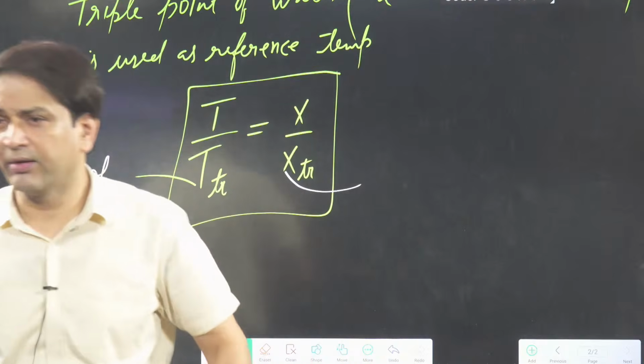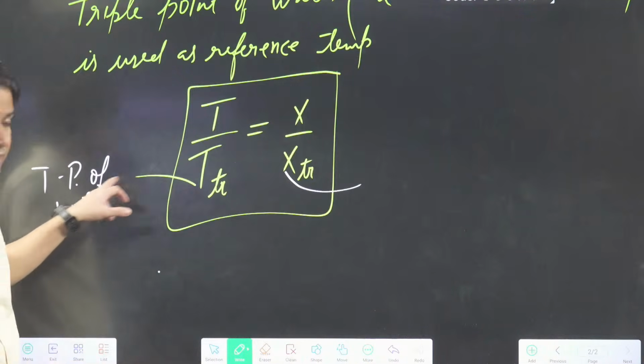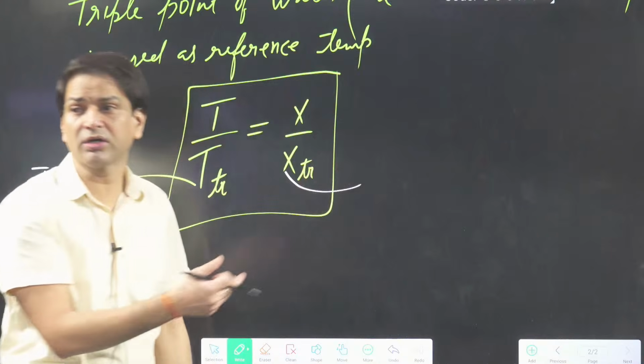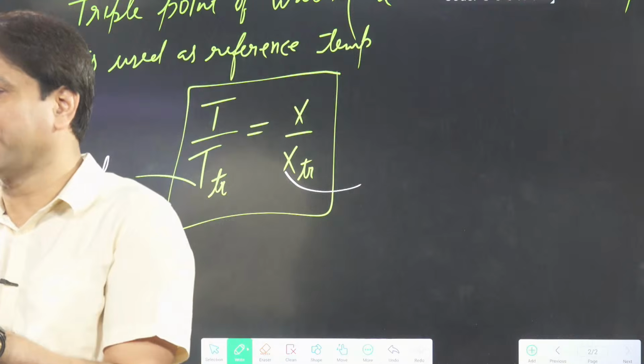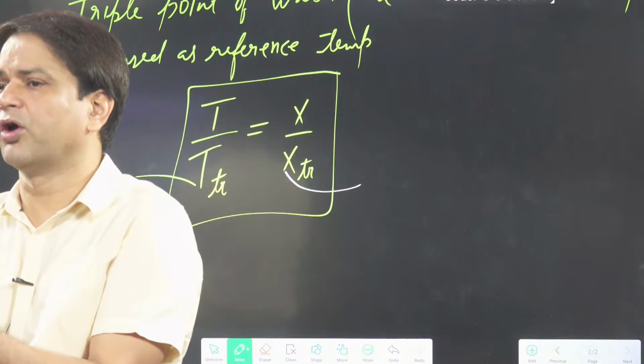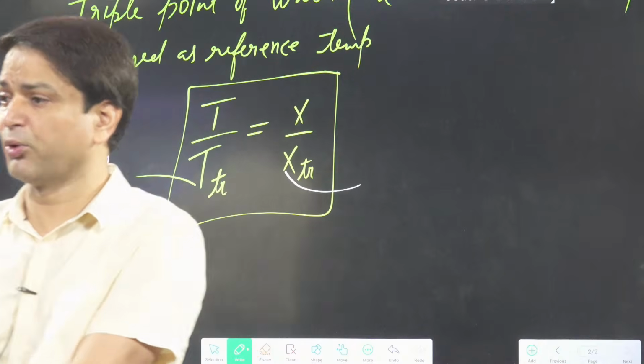Everybody got? So T upon TTR. TR is triple point of water. X we can say either pressure or volume. Are everybody got or not? So XTR means pressure of a gas or volume of a gas at the triple point of water.